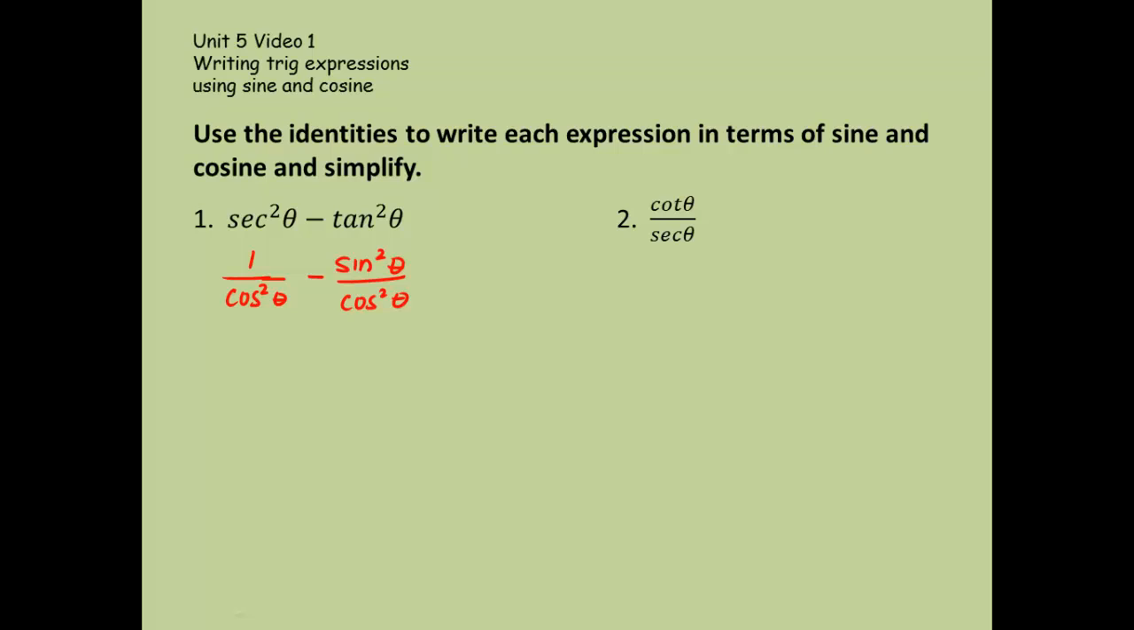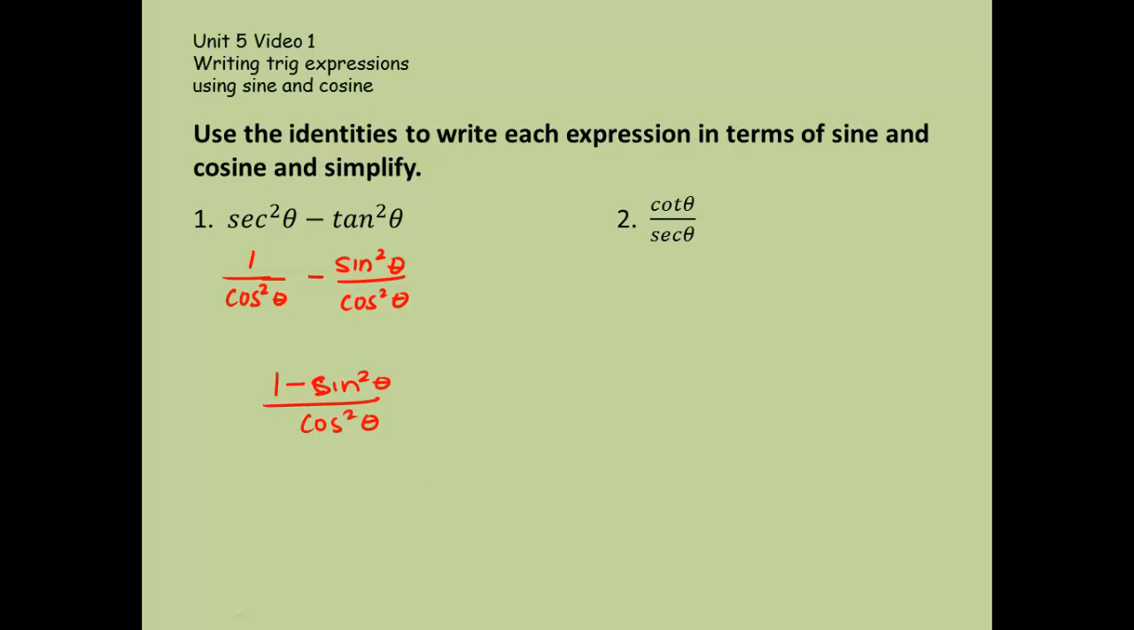In this particular situation, since I have everything in terms of sine and cosine now, I need to simplify. And I have 2 fractions that I want to subtract, and they have a common denominator, which means I'm able to subtract their numerators, and I leave the denominator alone. So my final answer would be 1 minus sine squared of theta over cosine squared of theta. And that's it. So I can go ahead and leave this like that. It is in terms of sine and cosine, and it has been simplified. Let's take a look at the next one.